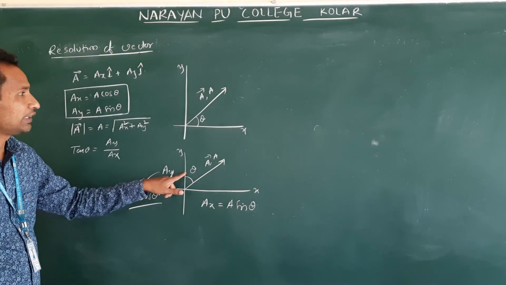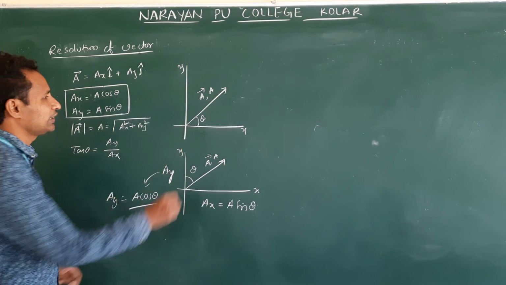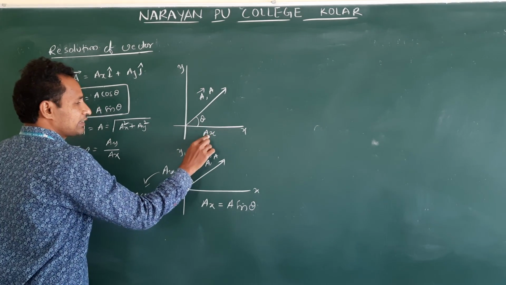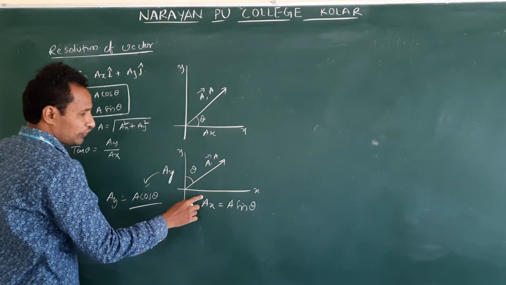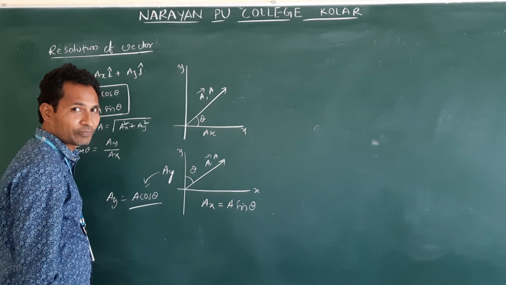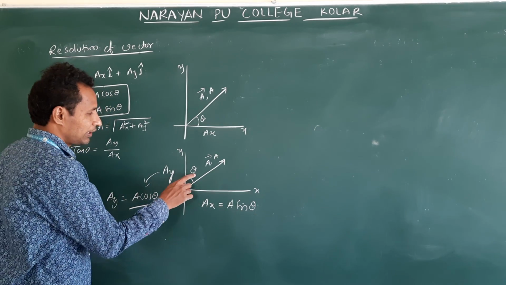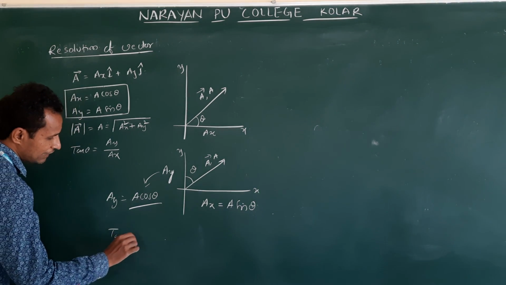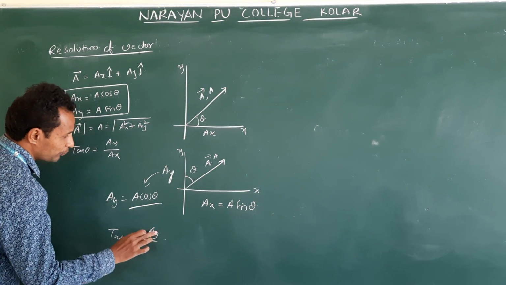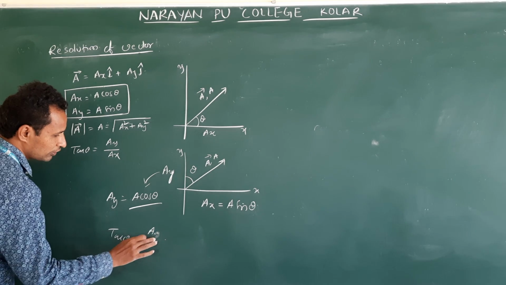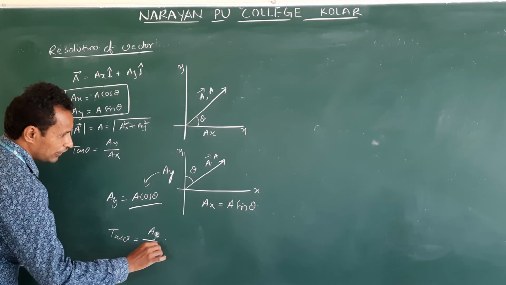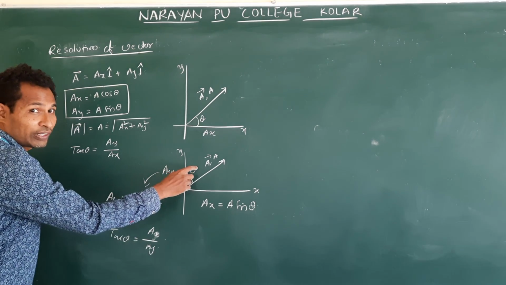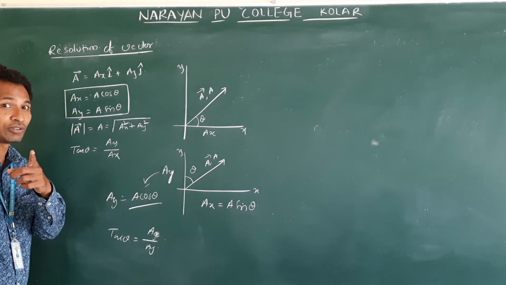Here theta subtends this horizontal component, ax. This ax is equal to a cos theta. But in this figure, ax is equal to a sin theta. Why the difference? Because of this angle. What about tan theta? Tan theta will be reversed. Previously it was ay by ax, now it is ax by ay. So in questions, to confuse you, they will provide a question like this, so you have to take care.